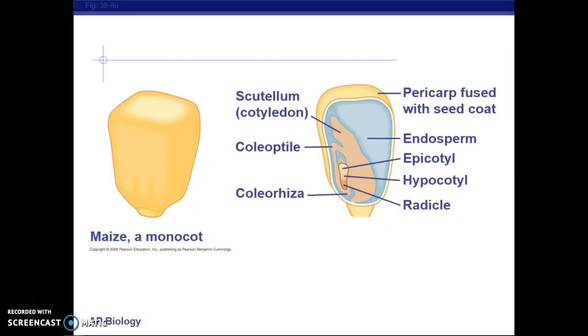It has two cotyledons. Here is a monocot. Maize or corn is a monocot. There is only a single cotyledon, and here the endosperm still continues to store nutrients as is. The cotyledons do not become fleshy.